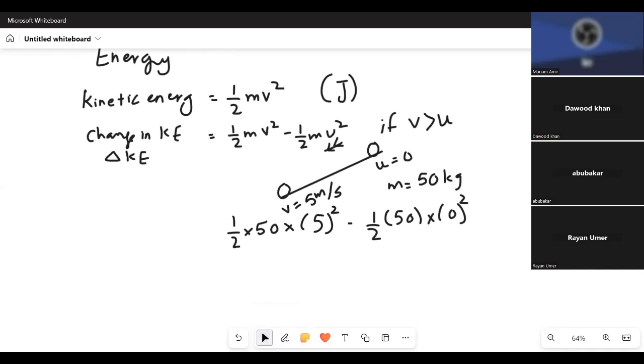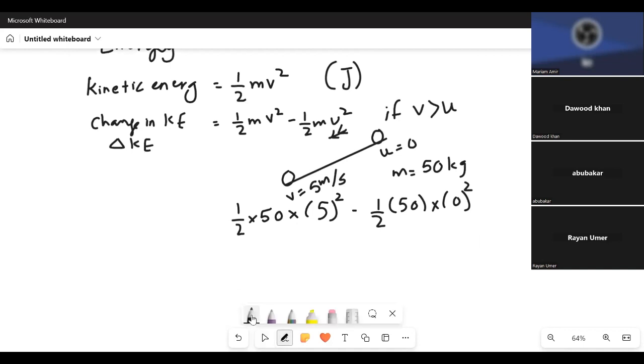Okay, so if u is bigger than v, then you simply write the u term first, half mu square minus half mv square, because it's the bigger kinetic energy minus the smaller kinetic energy. Otherwise, you'll get a negative answer, which we will be avoiding. So if U is greater than V, then you write the kinetic energy using U first, and then the subtraction sign, and then the kinetic energy using V.